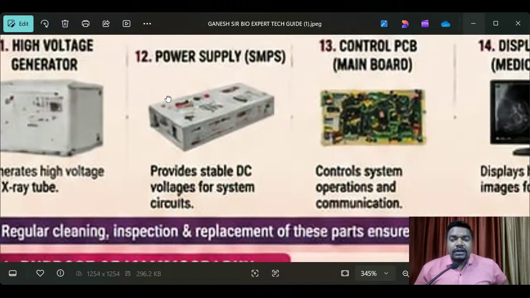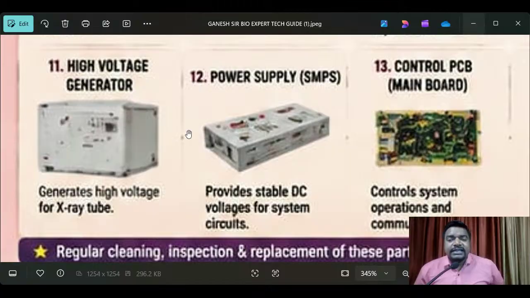Yes, come on. Next, see here, the high voltage generator. It generates high voltage for the X-ray tube. These are how they look, for example, sample purposes. I'm going to show you. And whenever you touch or open the equipment, those spare parts may vary a little bit.